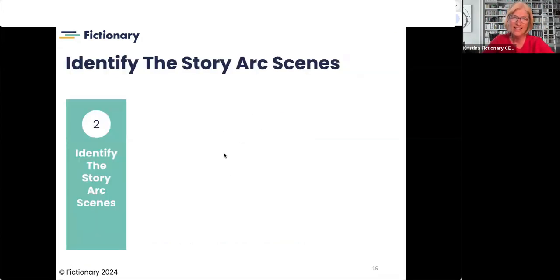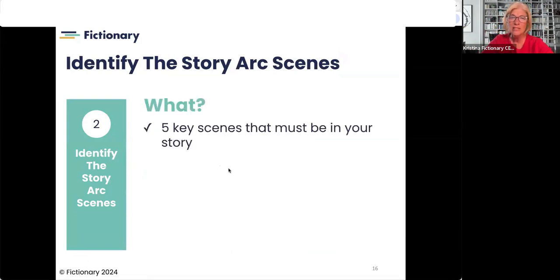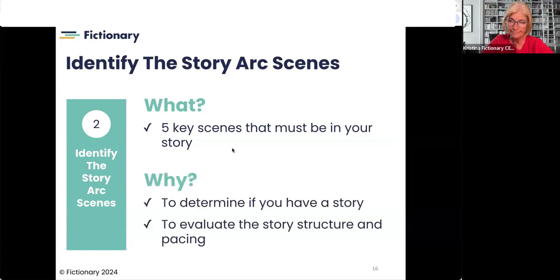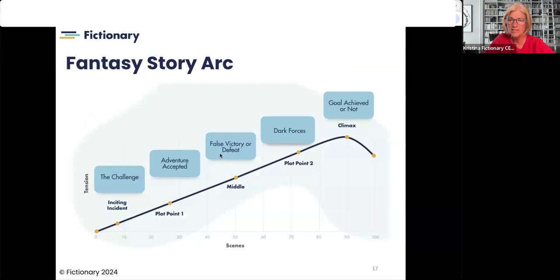So then, of course, you've got to identify the story arc scenes. And you do this for both the main plot and the supernatural. So they're the 5 key scenes. It's the inciting incident, plot point 1, middle, plot point 2, and the climax of the story. And here you're doing this to determine if you have a story and to evaluate the pacing. And if one of these scenes is missing, there is no story. And that's a big topic, but you need these to make sure there's a story. Michelle is nodding because she's heard me talk about that so many times.